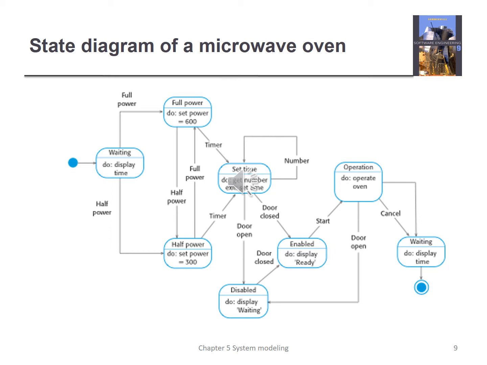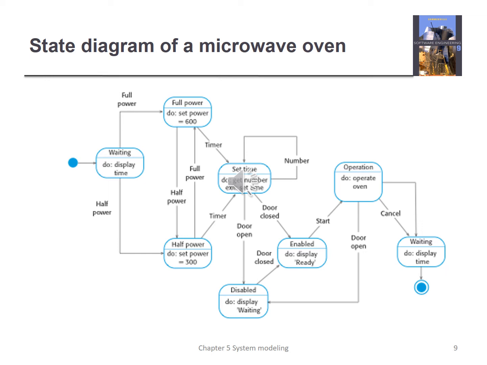You push full power, and it moves from the idle waiting state to full power. If you push half power, then it goes to the other one, half power, 300 watt. Now, let's assume you are in full power and you realize you want to move it to 300. You can click there, and from full power it goes to half power. Then after that, whether it is full power or half power, you put the timer: 50 seconds, 30 seconds, a minute, whatever it is, and then it goes to the set time.